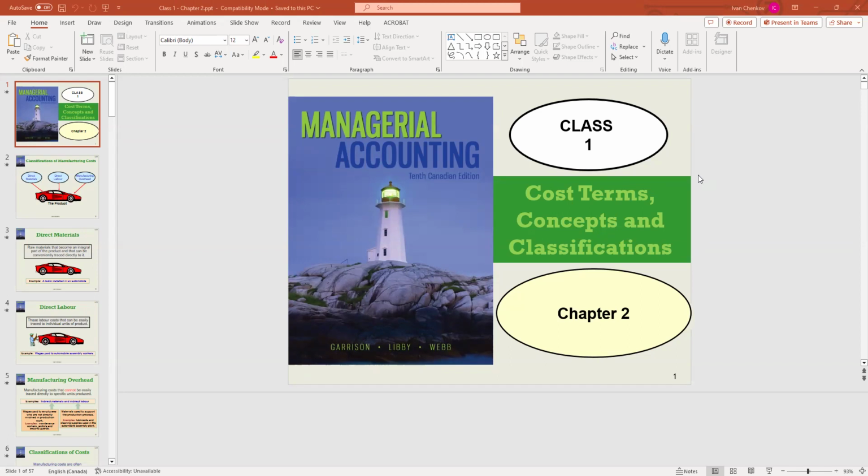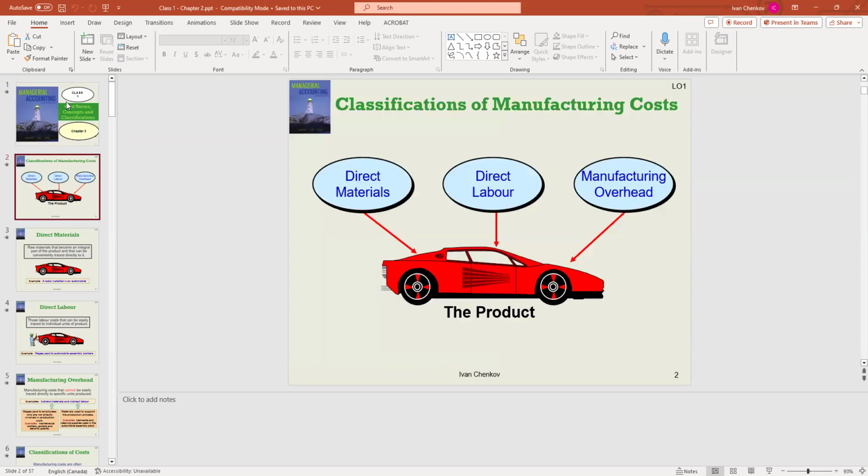Chapter 2, Managerial Accounting. In Chapter 2, we're going to start talking about cost terms, concepts, and some cost classification. The first thing that I want you to understand is, as you see from the value chain, we're converting nothing into the product. The question is, what do we need to have a product? For every product, in order to make a product, we need three things.